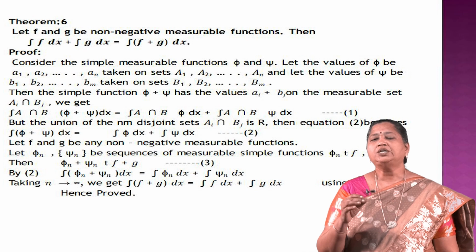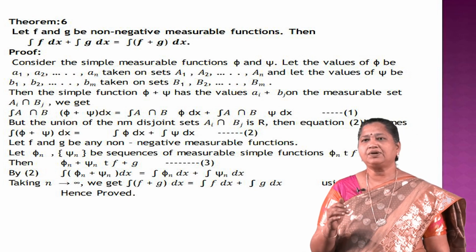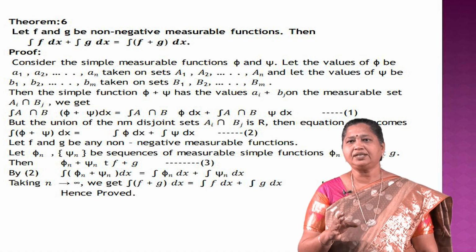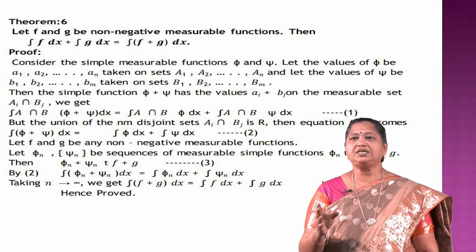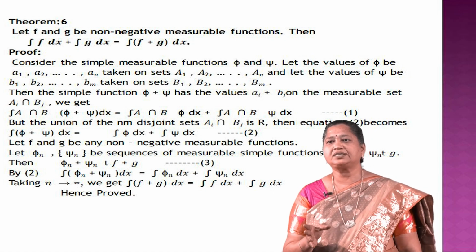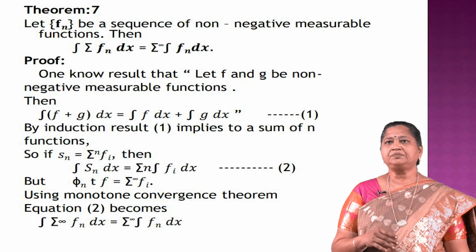So by equation 2, the integral of phi n plus psi n dx equals the integral of phi n dx plus the integral of psi n dx. So taking the limits on both sides, we get the result: the integral of f plus g dx is equal to the integral of f dx plus the integral of g dx. That is the result. The next one, Theorem 7.